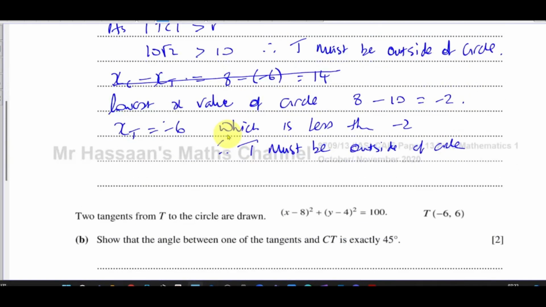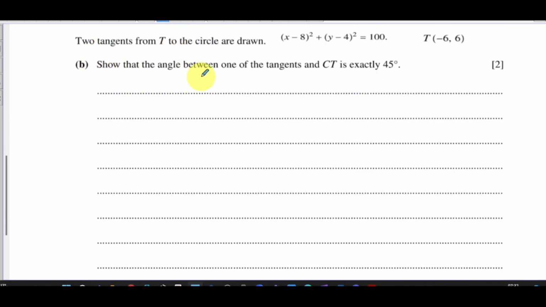Now we're going to move on to part B. So we have two tangents to the circle are drawn. Show that the angle between one of the tangents and CT is exactly 45 degrees. Okay, so now we know that the center of the circle, as we said, is 8 and 4. And we know that the radius of the circle is 10, as we mentioned from part A. So we've got to show the angle between one of the tangents and CT is exactly 45. We also worked out that the length of CT was 10 times root 2. So that information should help us here.